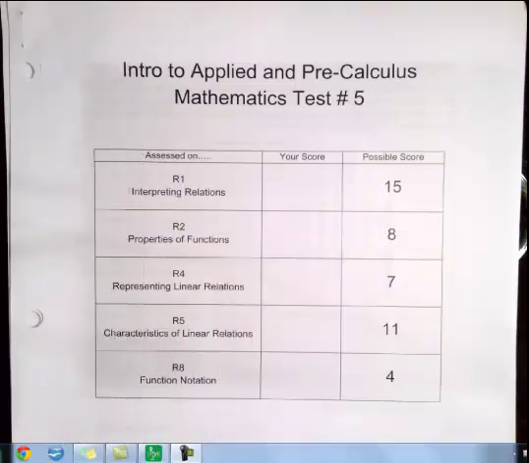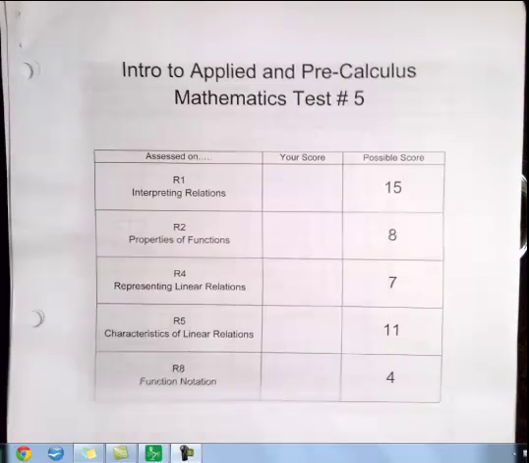Hi folks, so here it is. Here is your test, chapter 5 mostly. We're going to go over R1, interpreting relations first, and we're going to go through the test just as you would be writing it, and I'm going to explain it as I go. So hopefully if you have any questions about what happened or what to do for a question, it'll be answered here. All right, so let's get started.